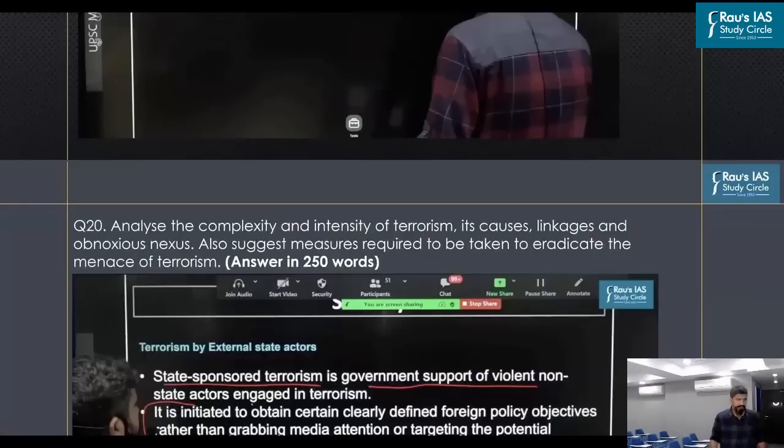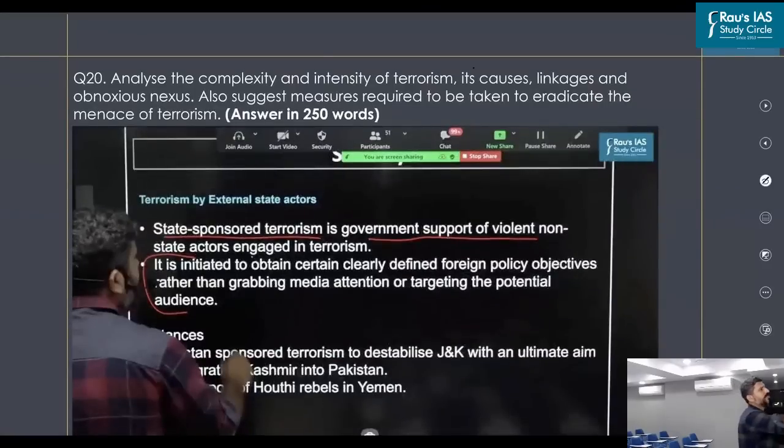Then looking at the causes part of this, the causes of terrorism. First, of course, is the external state actors, where we are mentioning that the other external state actors are supporting the non-state actors in destabilizing our country. A prime example of this is Pakistan, which has the ultimate aim of integrating Jammu and Kashmir into Pakistan. So this is the first cause.